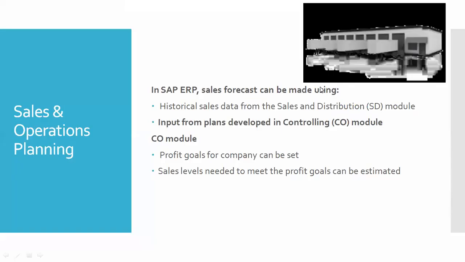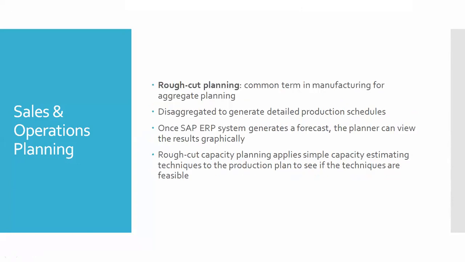Okay, so sales and operation planning in SAP ERP. Sales forecasting can be made using historical data from the sales and distribution module, and input from the plan developed in the controlling module, the CO module, and profit goals for the company can be set. The sales level needed to meet the profit goals can be estimated. Sales and operations planning includes rough cut planning, a common term in manufacturing for aggregate planning, which is used to generate a detailed production schedule.